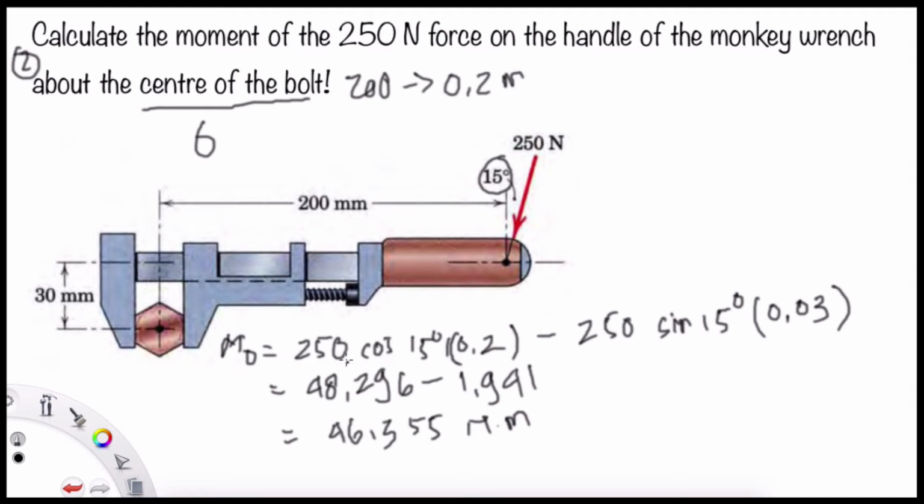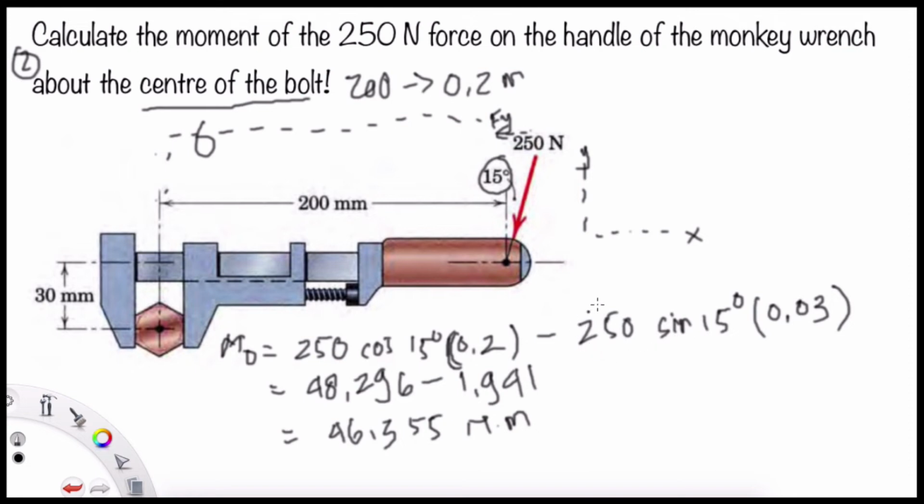The MO will be 250 because it is the force, cosine 15, because we want to project this one to the y direction. Maybe I forgot to mark here the y and x direction. So we have to project this one to the y direction. It will be the cos 15, and after it's projected to the Fy, the distance from Fy to the center of the bolt is 200. So it will be times 0.2, I mean, sorry.